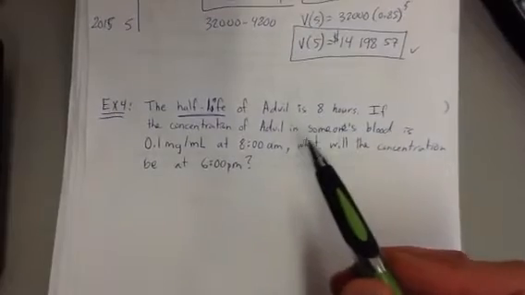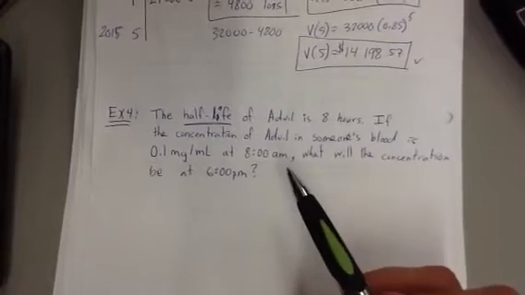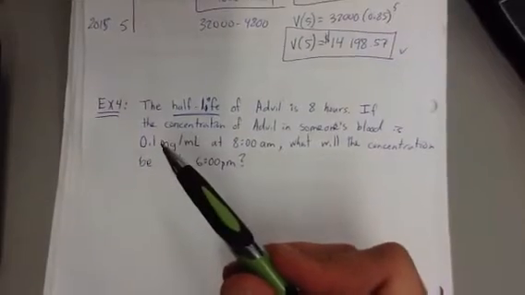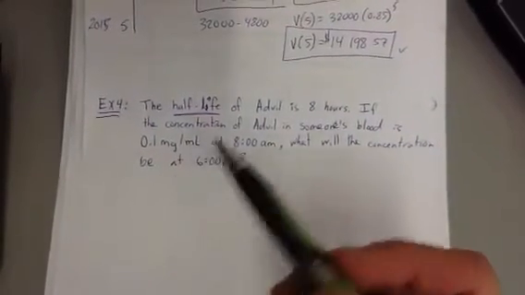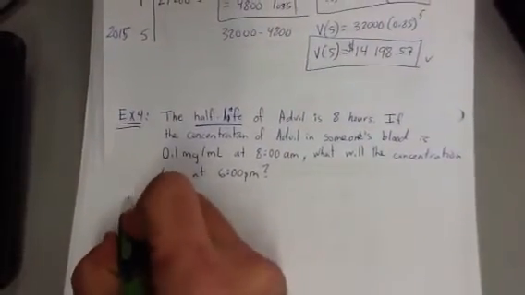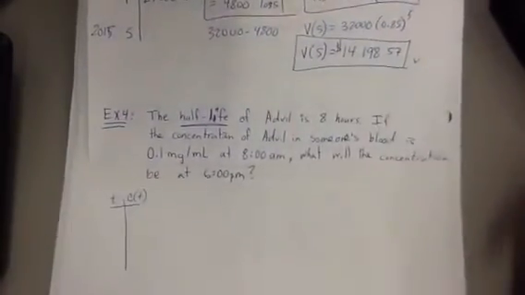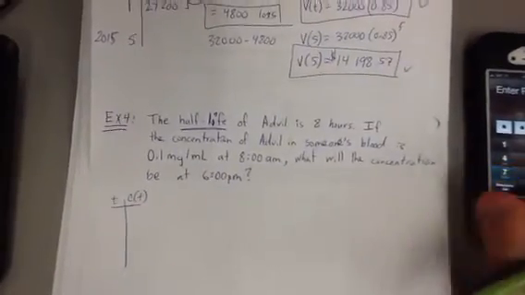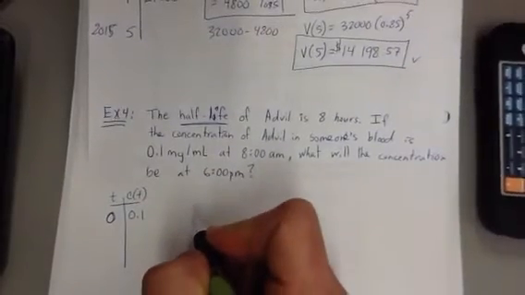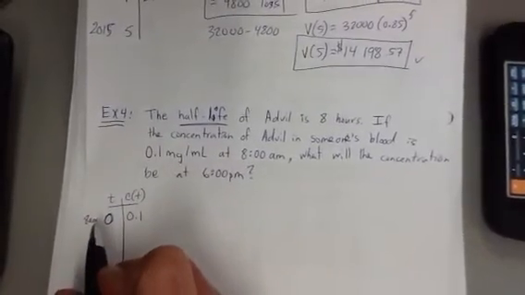If the concentration of Advil in someone's blood is 0.1 milligrams per milliliter at 8 a.m., what will the concentration be at 6 p.m.? Okay, so it's talking about concentration of Advil and how many hours are going by in half-life. So if you came up with a table of values, you would have time, and the concentration in terms of time. At time 0, you have 0.1 milligrams per milliliter. That's the concentration. That's 8 a.m. Time 0 is 8 a.m.